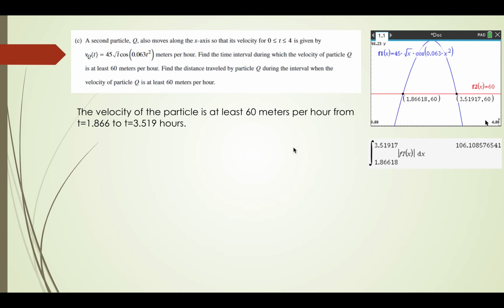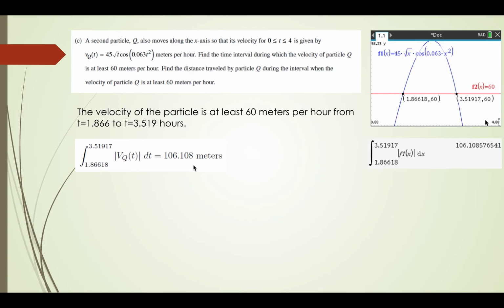Here's your answer. Remember, we've got to represent that with 3 decimal places. Again, be careful that your notation is accurate. Don't forget your dt. But what we have here is 106.108 meters, and that should be the answer to part C. So again, notice this had 2 questions in it. One was find the time interval, so that's what we did here. Second was find the total distance traveled, which is what we did right here. Be sure you answer both of those.